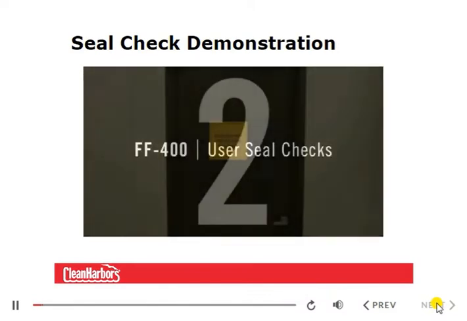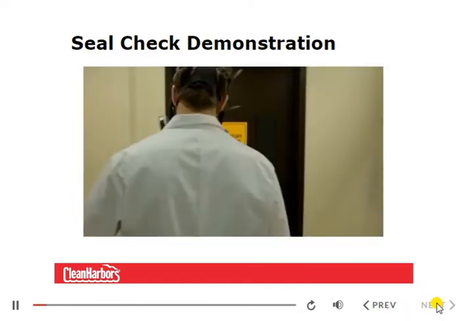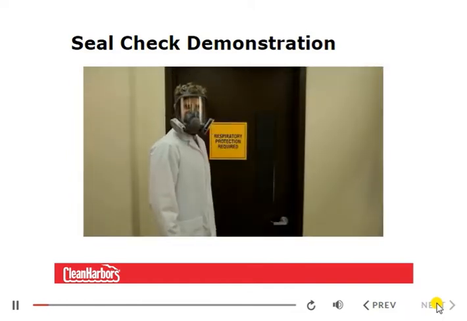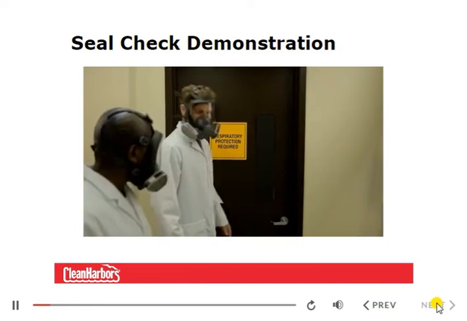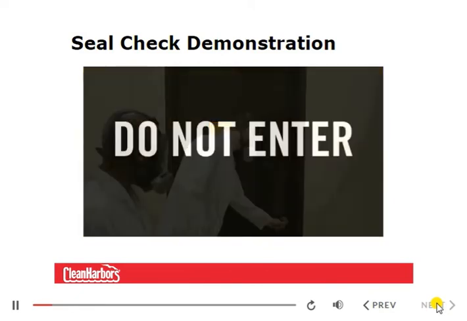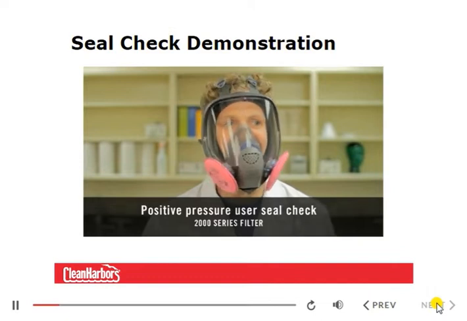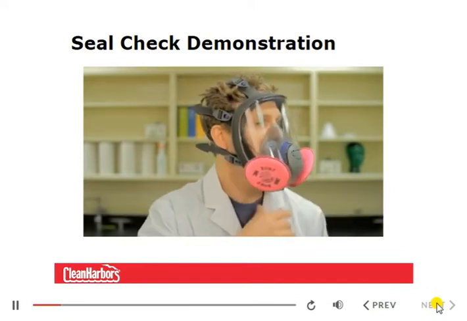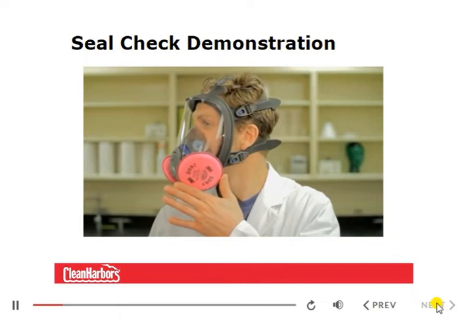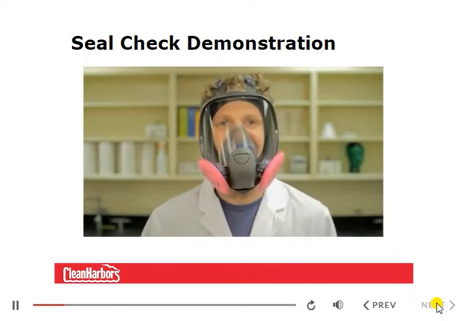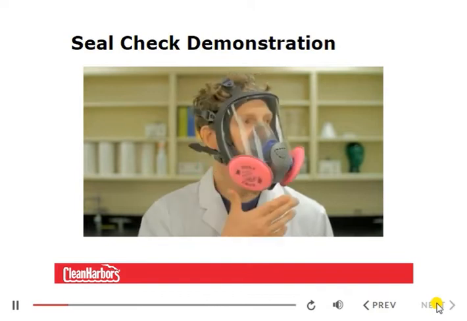Chapter 2. User Seal Checks. Always check the seal of the respirator according to the procedures demonstrated for your specific respirator configuration. There are two methods to check your seal: positive pressure and negative pressure. The positive pressure seal check is the primary method for verification of a good seal for all cartridge and filter configurations, and is also the only method for this respirator with the 2000 series filters.